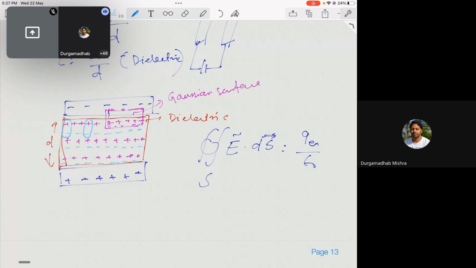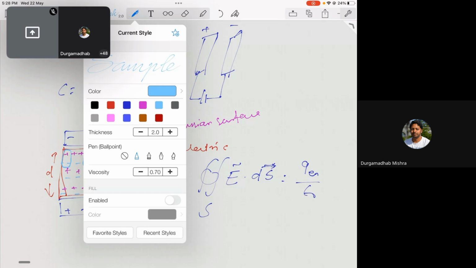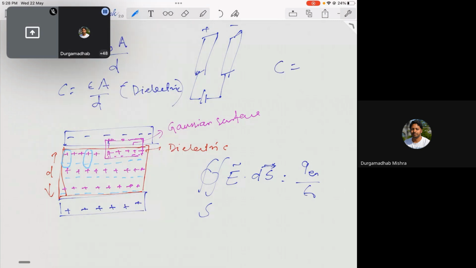So when we say the capacitance is increasing, we defined capacitance as Q by V. So capacitance is increasing means V has to decrease. We have the same number of charges on the conductor, so Q, the charge stored, is the same. So capacitance is increasing means this potential has to decrease.